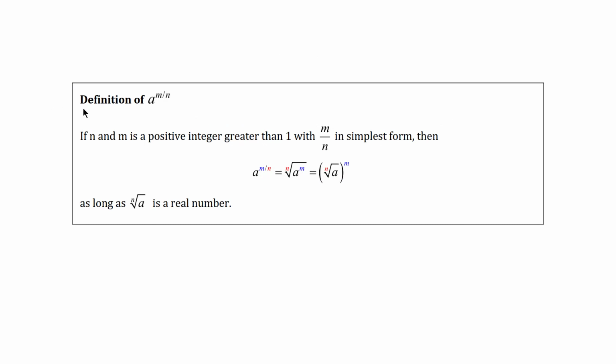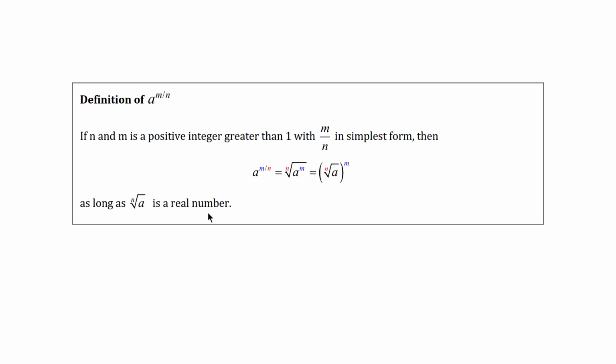First, we're going to go over the definition of a rational exponent in the form a to the m over n power. If n and m are positive integers greater than 1, with m over n in simplest form, then a to the m over n is equal to the nth root of a to the m, which is also equal to parentheses nth root of a raised to the m power, as long as the nth root of a is a real number.